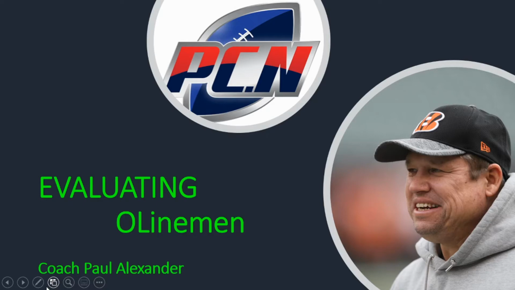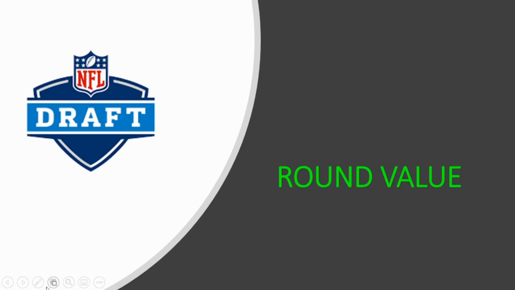Okay, for our very first lecture here, I'm going to tell the end of the story. Evaluating offensive linemen, we're going to talk about round value. This is what's done when you put a final grade on a player. And you kind of decide, okay, he's a first rounder, he's a second rounder, he's a third rounder, he's a bottom of the second, he's a middle of the first, he's an end of the fifth.